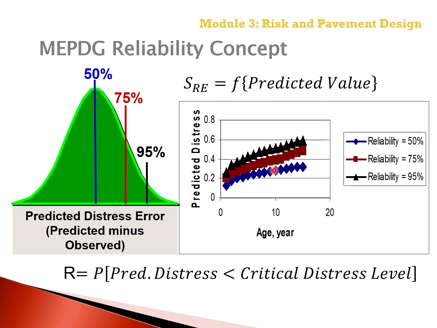So the blue diamonds shown here, that's the 50% reliability. The red boxes, that's the 75% reliability. And the black diamonds is the 95% reliability.